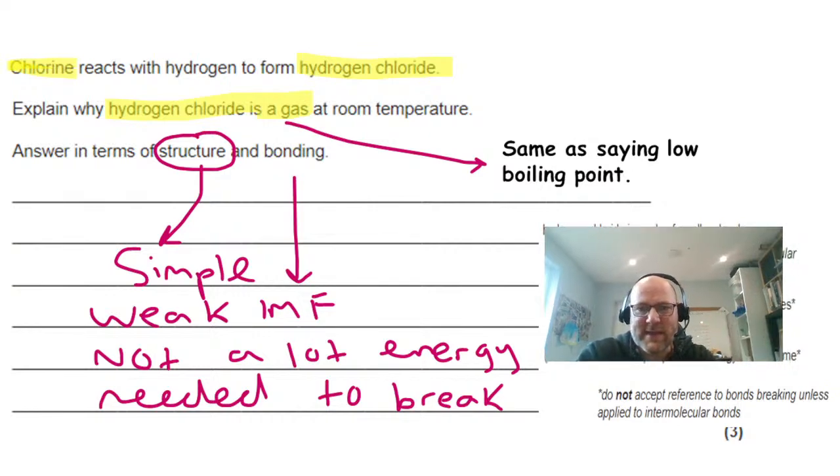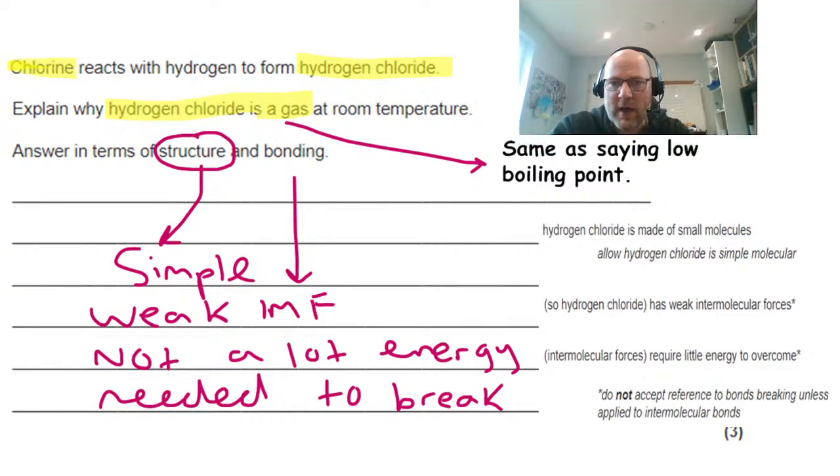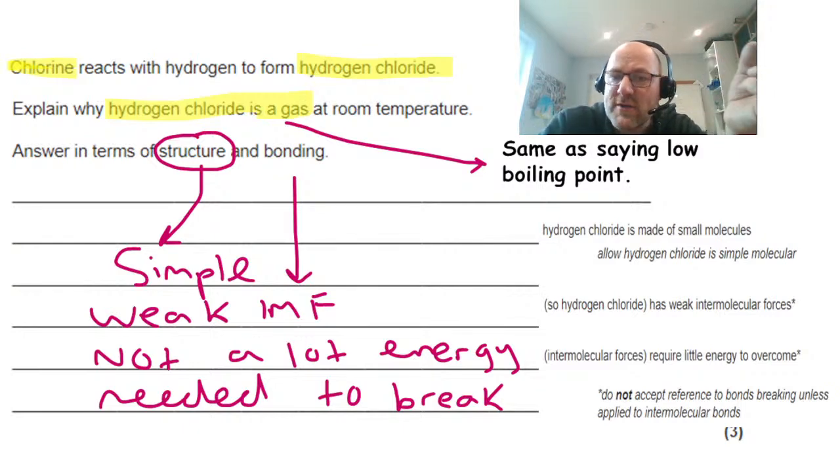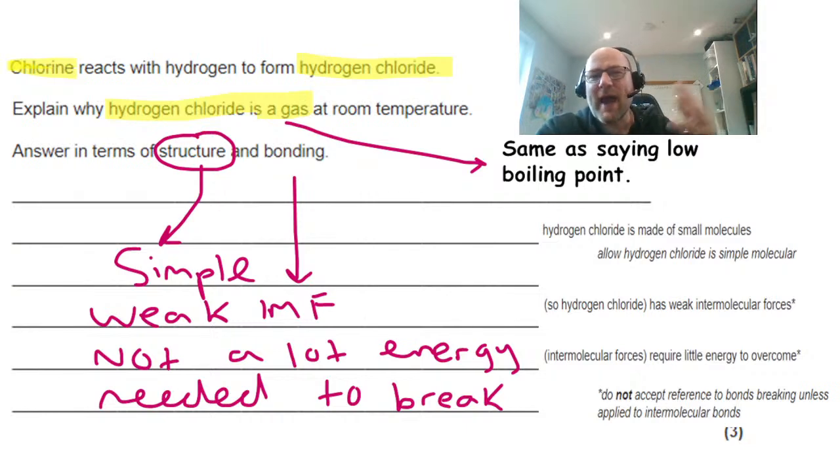And here's the exact mark scheme from the exam board. Hydrogen chloride is made of small molecules. It's better to say simple structure than small molecules. Hydrogen chloride has weak intermolecular forces. We said that. Requires little energy to break. We said that. Did I need to mention that it has covalent bonds? No, it's not on the mark scheme, but they did ask me to mention the bonding. And why did they say that? They count weak intermolecular forces as you discussing the bonding.